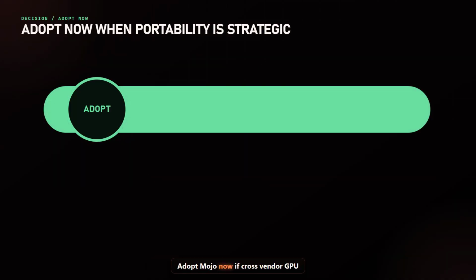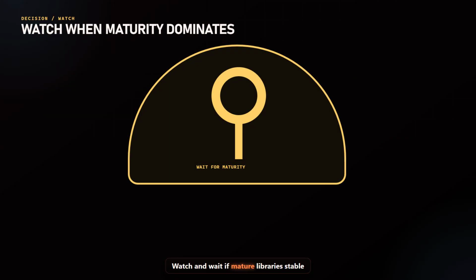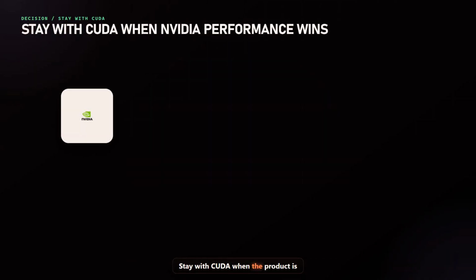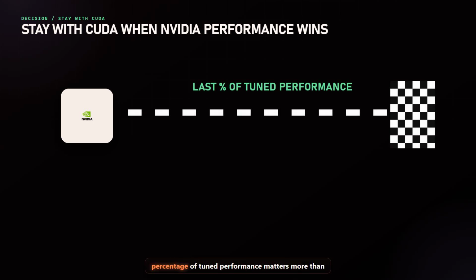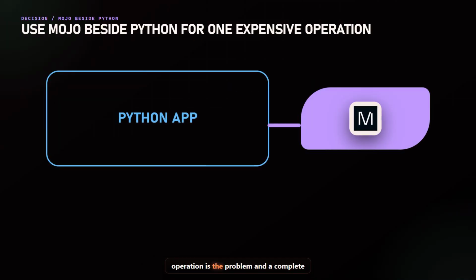Adopt Mojo now if cross-vendor GPU kernels are a strategic requirement, your team can tolerate a young toolchain, and one painful hotspot justifies the experiment. Watch and wait if mature libraries, stable long-term interfaces, regulated toolchains, or maximum NVIDIA-specific performance dominate your work. Stay with CUDA when the product is all in on NVIDIA and the last percentage of tuned performance matters more than portability. Use Mojo beside Python when one expensive operation is the problem, and a complete rewrite would be irrational.